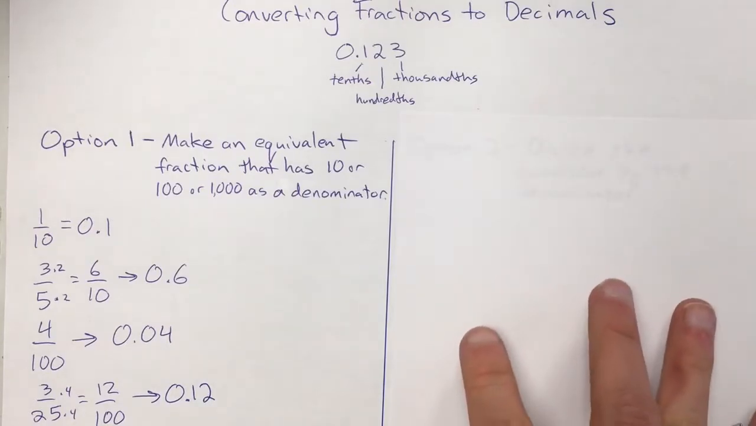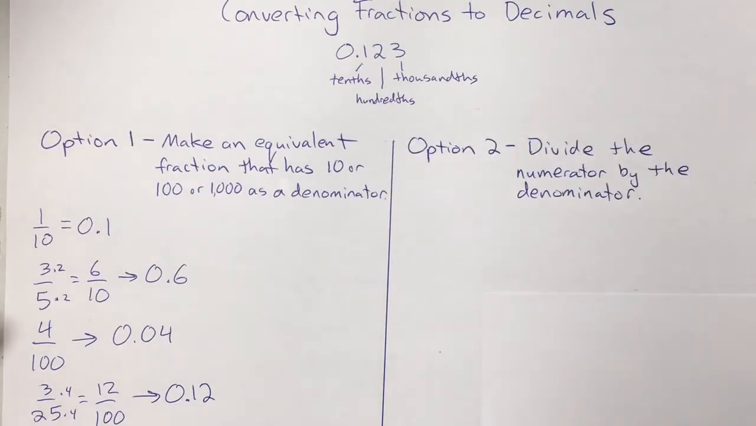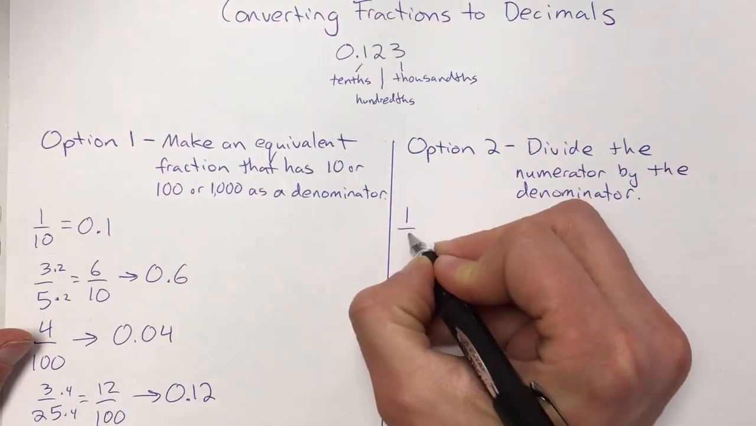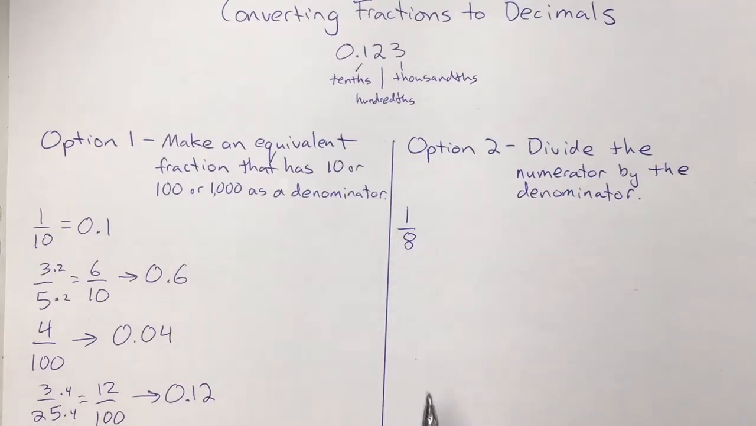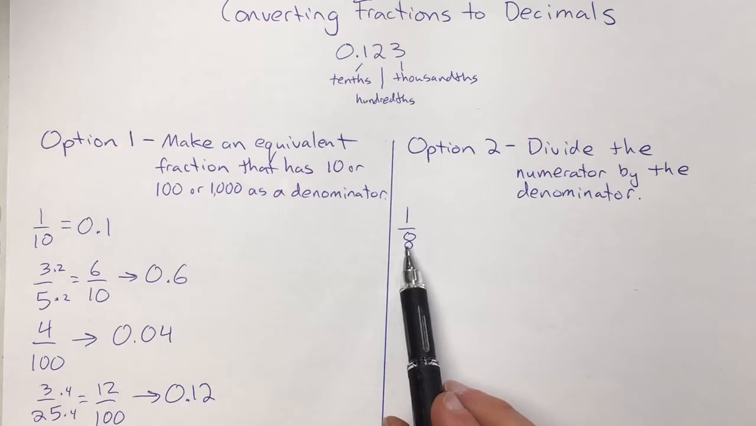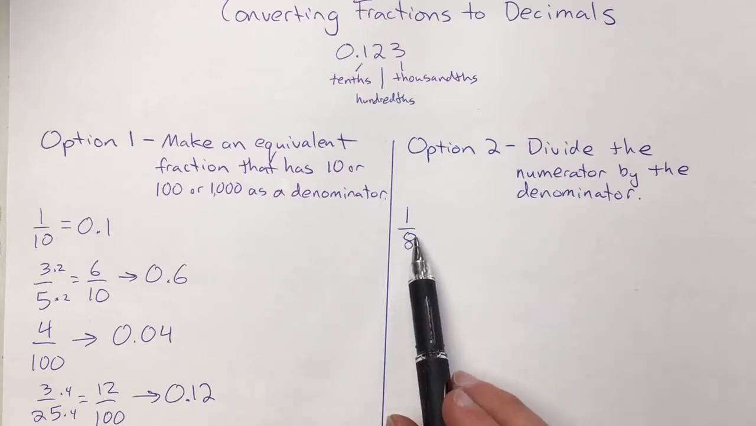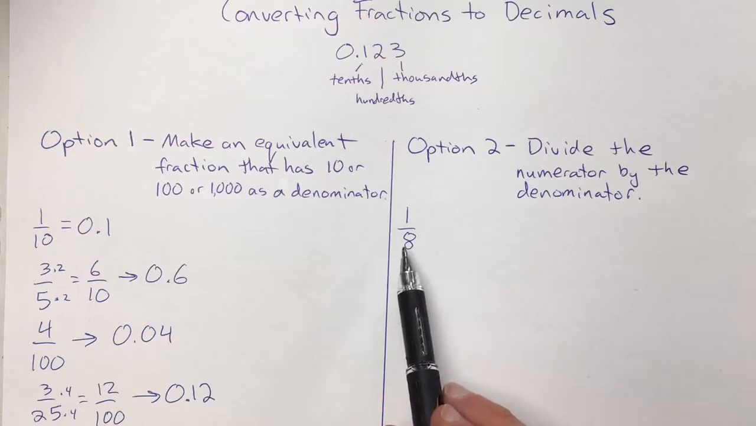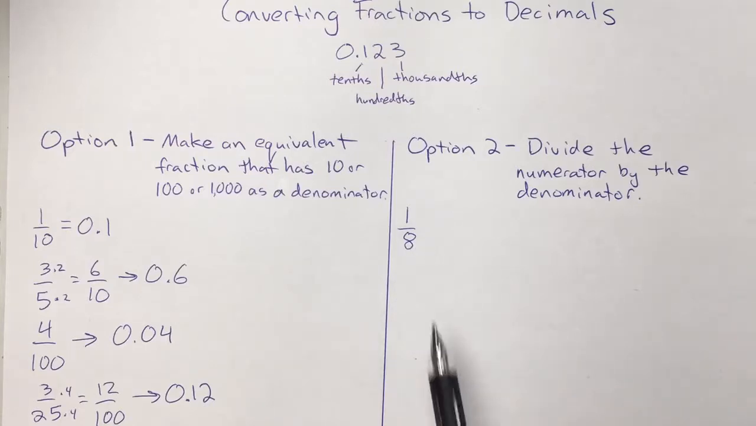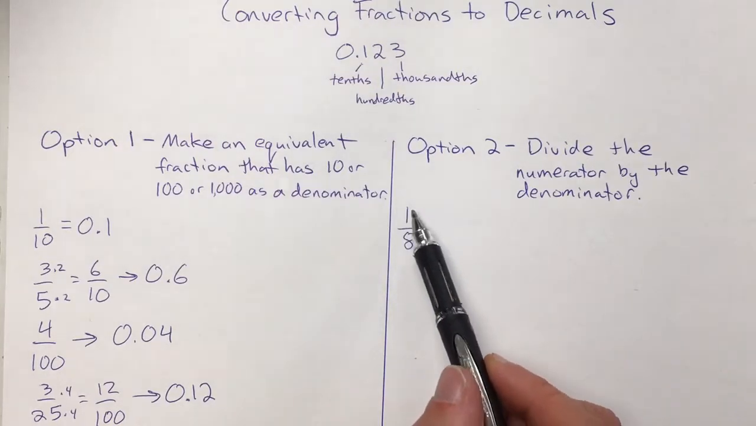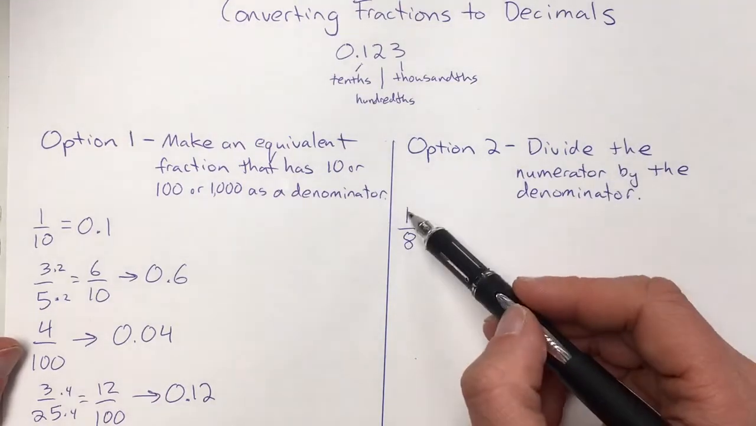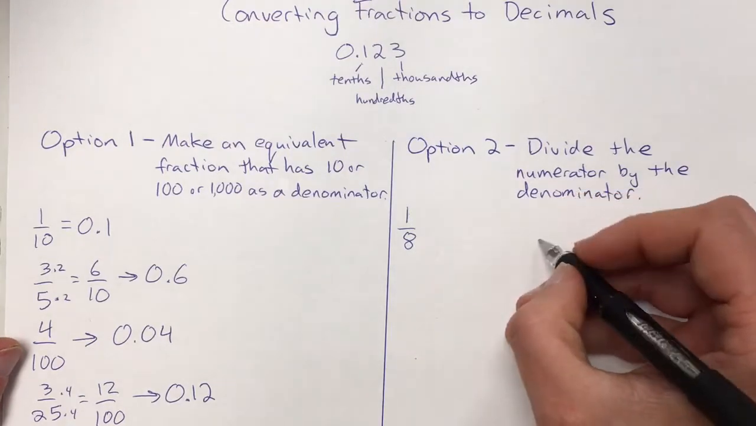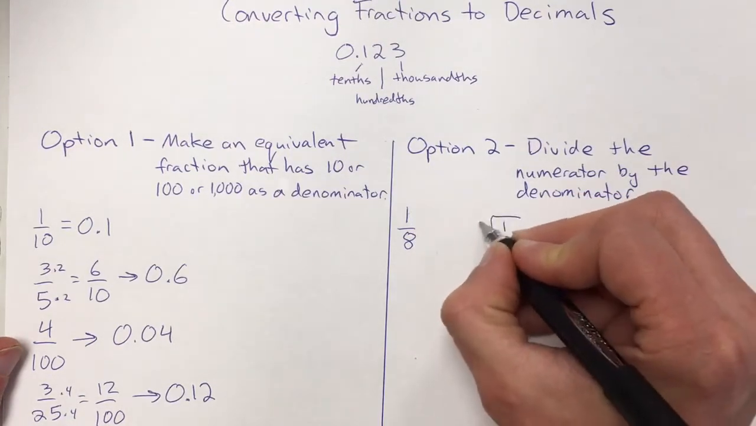Now, however, sometimes what's going to happen is you're not going to be able to do that. Let's say you had, for example, the fraction 1/8. You can't easily turn 8 into 10 or 100. Now, if you know your multiplication, you probably could turn it to 1,000, but most of us probably don't know that off the top of our head, and it doesn't seem like an easy thing. So my recommendation, and really what you've got to do if you can't easily make it, is you want to divide the numerator by the denominator. Again, divide the top number by the bottom number. So in this case, I'm just dividing 1 by 8.